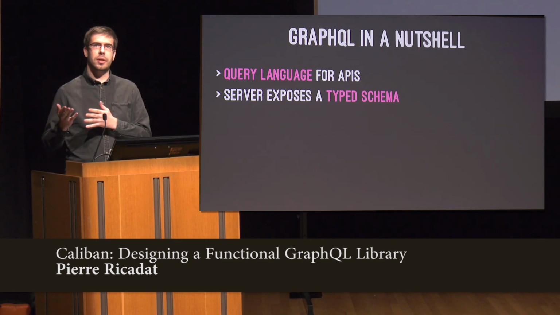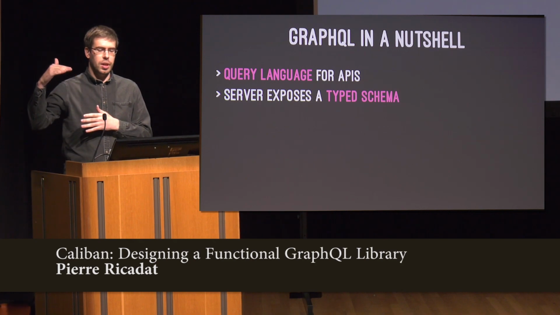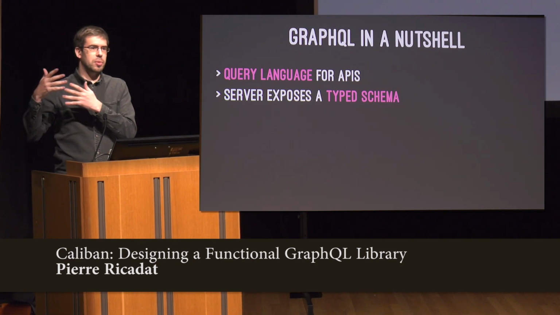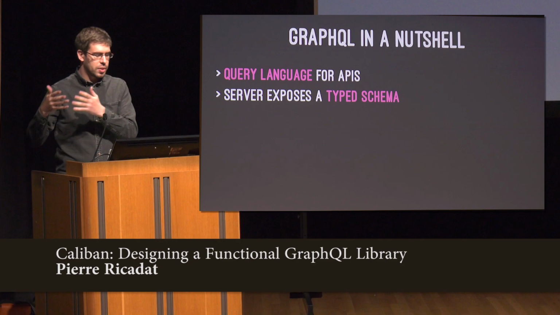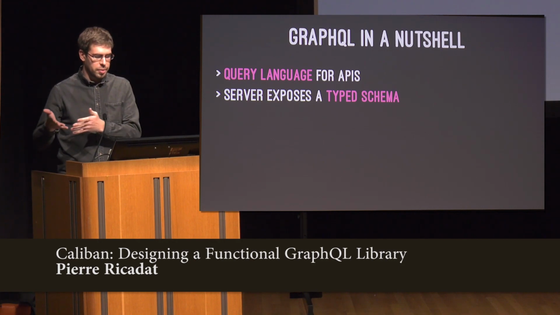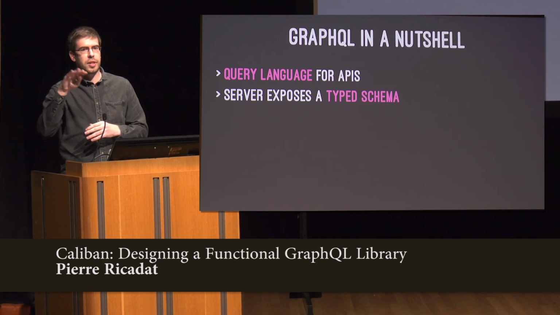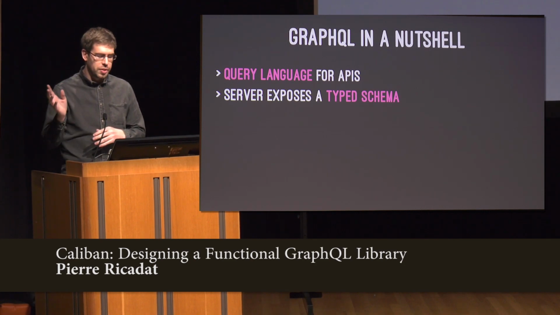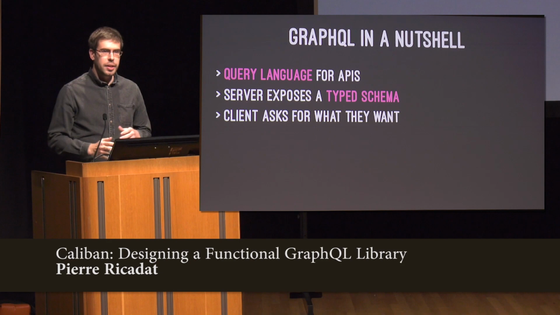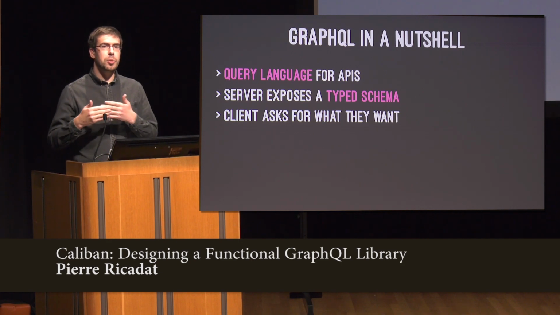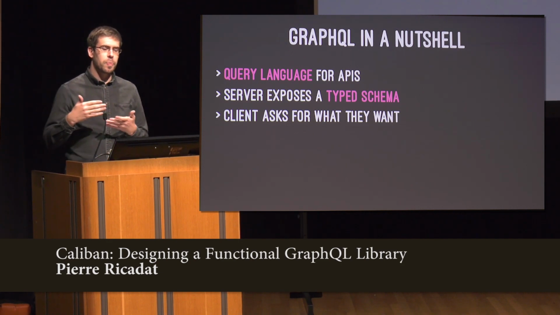The schema is a list of types. They can be enumerations, they can be scalar types, they can be objects. So the schema describes all of the fields that are available, what the type of every field is, and so on. And then the clients can request only the fields that they want.